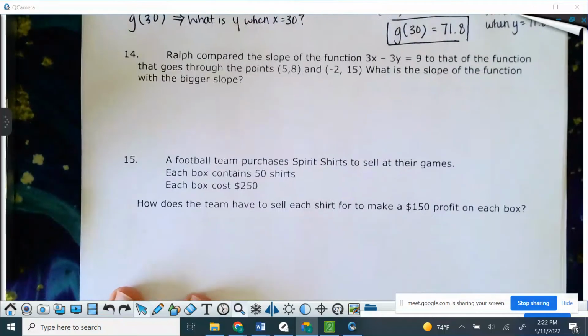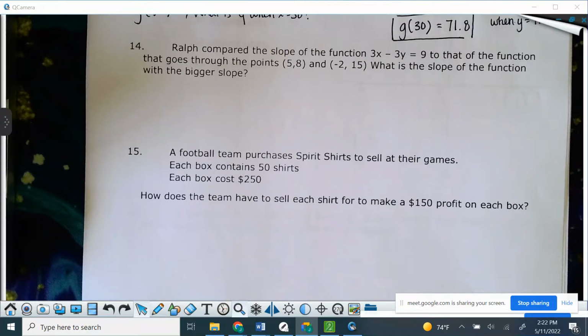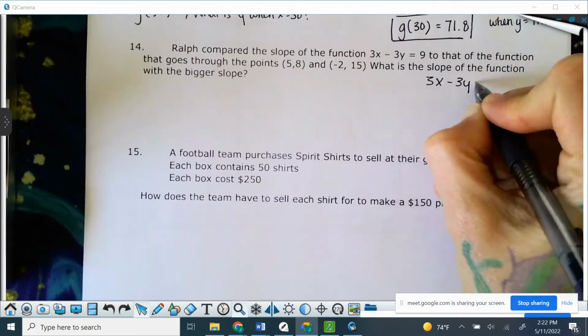All right, Ralph compared the slope of a function 3x minus 3y equals 9 to that of a function that goes through the points (5, 8) and (-2, 15). What is the slope of the function with the bigger slope? So we need to figure out the slope for both of them, right? So 3x minus 3y equals 9.